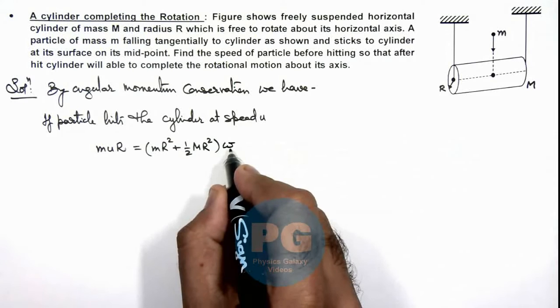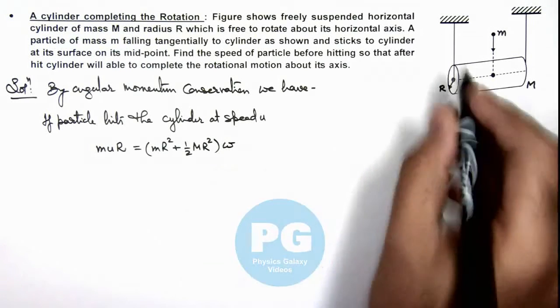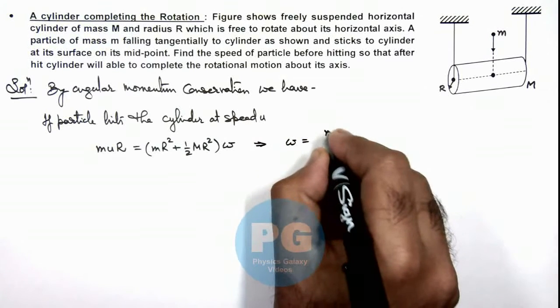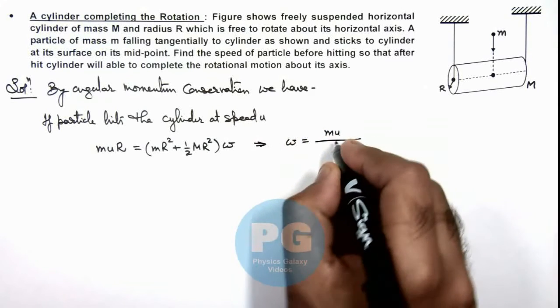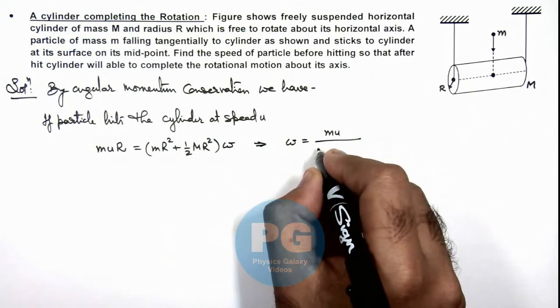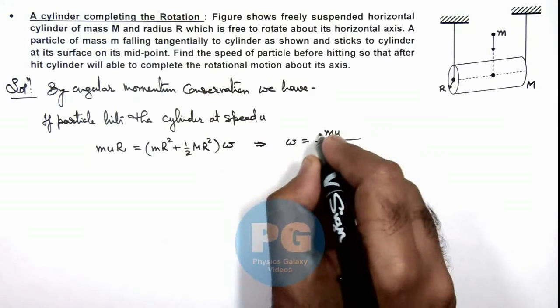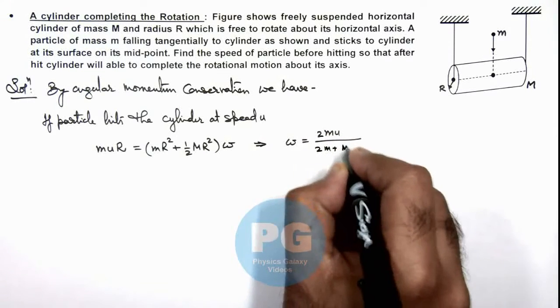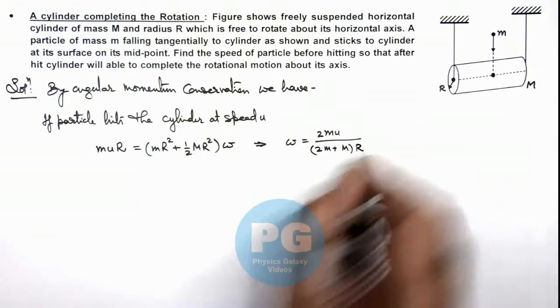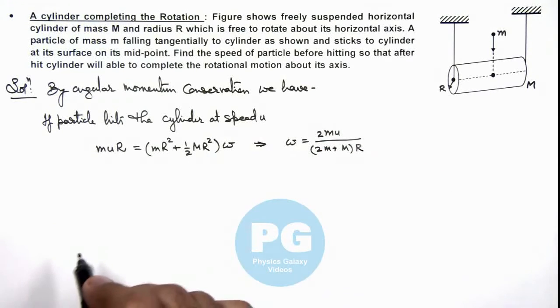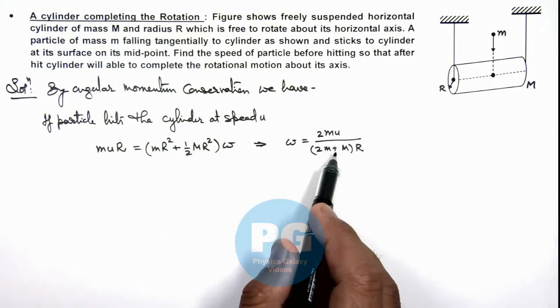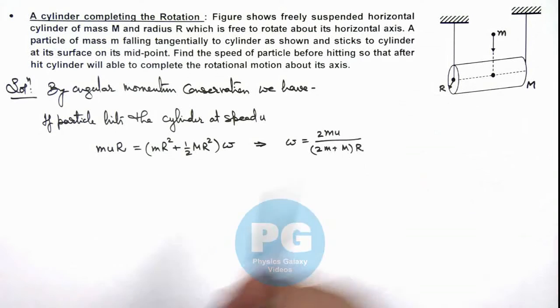if omega is the angular speed of the cylinder after the particle sticks to it, which gives us the value of omega, that is mu divided by... we can calculate and simplify, this gives us 2mu divided by (2m plus capital M) multiplied by r, as one r gets cancelled out over here. So this is the value of angular speed we are getting after the particle hits the cylinder.